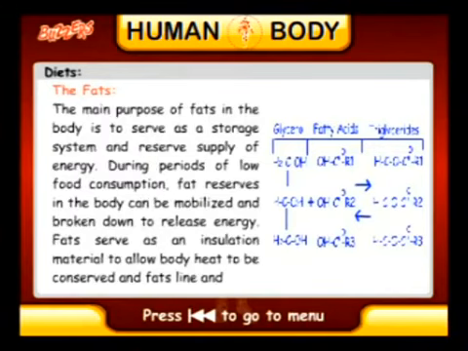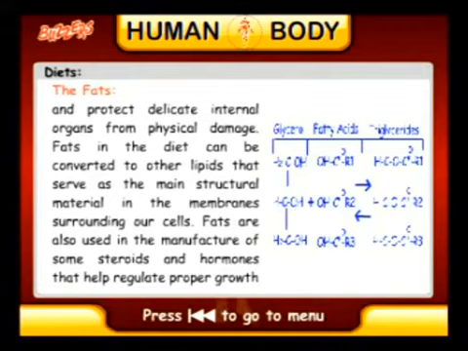The main purpose of fats in the body is to serve as a storage system and reserve supply of energy. During periods of low food consumption, fat reserves in the body can be mobilized and broken down to release energy. Fats serve as an insulation material to allow body heat to be conserved, and fats line and protect delicate internal organs from physical damage. Fats in the diet can be converted to other lipids that serve as the main structural material in the membranes surrounding our cells.